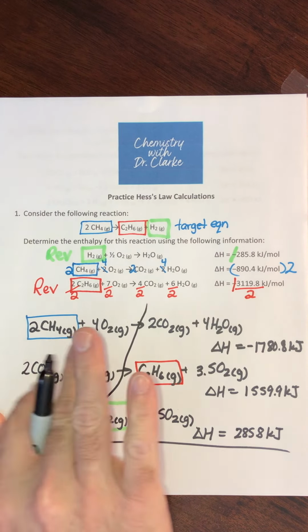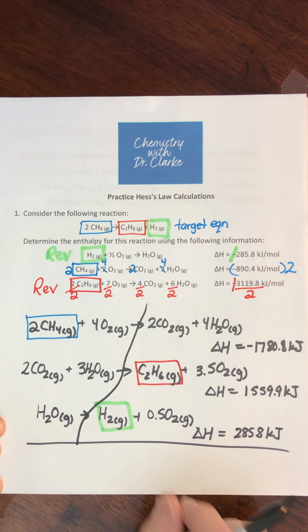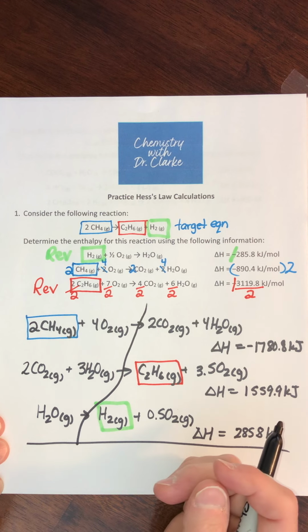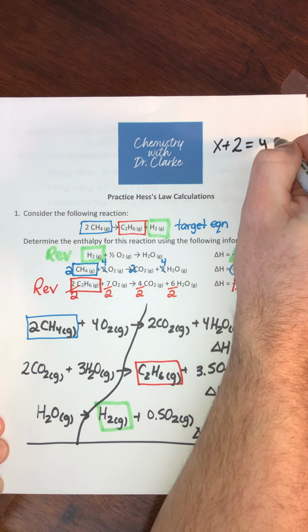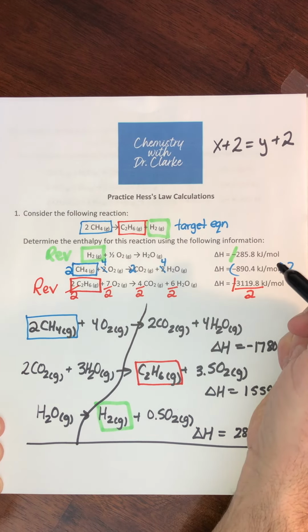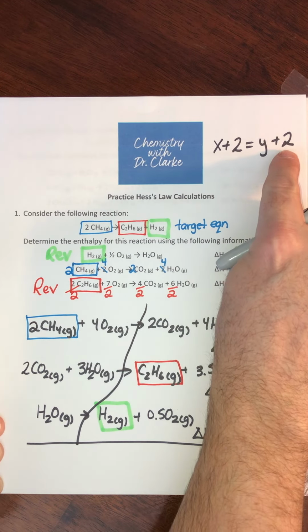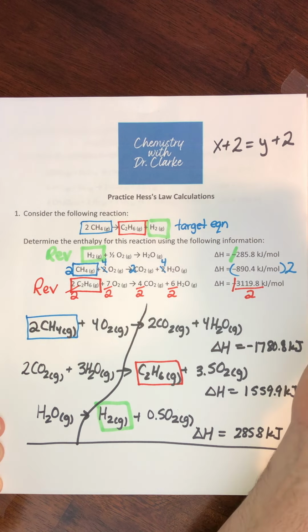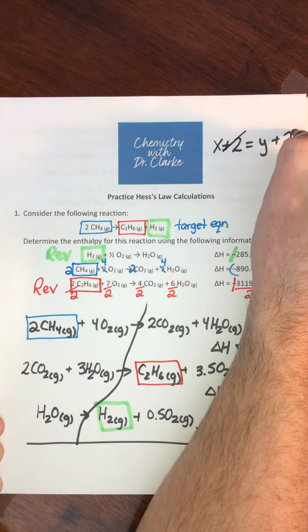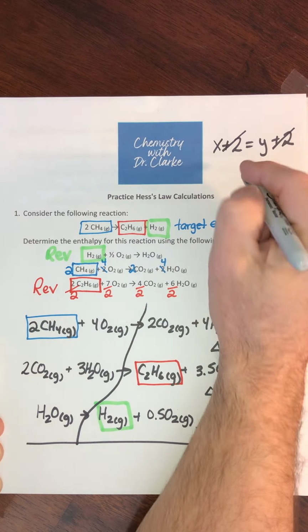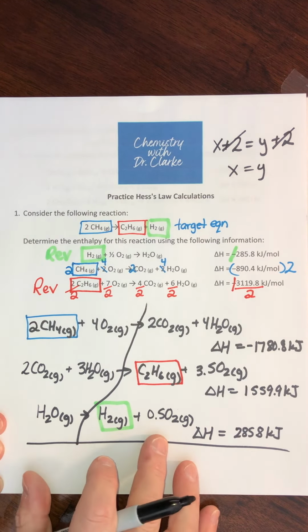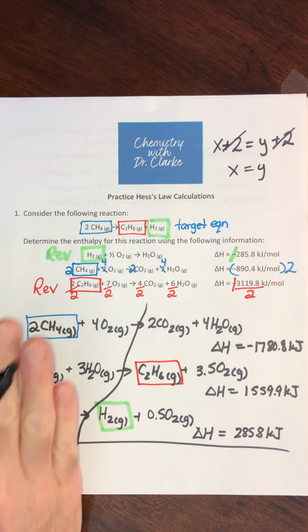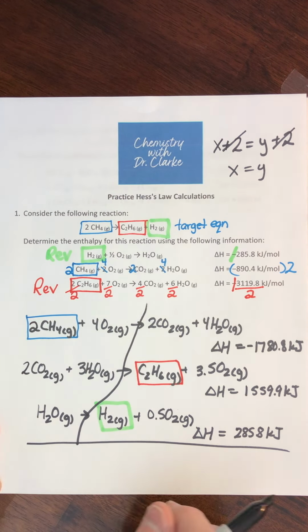Okay, reactants on this side, products on that side. Think of it in terms of math. Let's say that I told you that you had x plus 2 equals y plus 2. If you have the exact same thing on both sides of a chemical or a math equation, you're allowed to cancel it, right? Plus 2 and plus 2, they just cancel out, so x equals y. A similar thing happens in the world of chemistry. If a chemical shows up as both a reactant and a product, you are allowed to cancel it out.